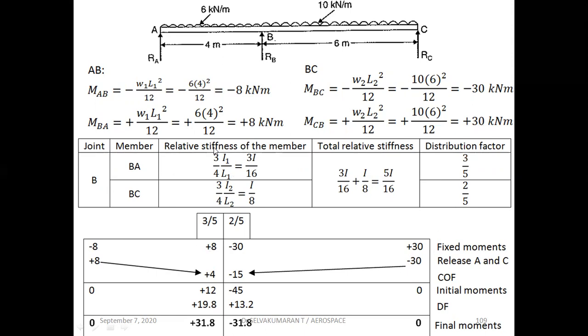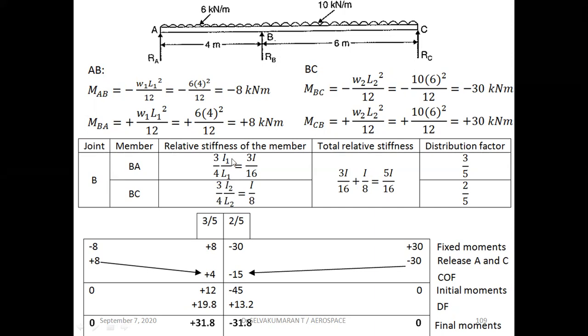Now we need to find the distribution factor in order to distribute the unbalanced moment in the moment table. B is the joint which is common to spans BA and BC, so BA and BC are the two members. For BA, A is a simple support, so you have to use the relative stiffness formula 3 by 4 I by L. For BC, C is a simple support, so again you have to use the formula 3 by 4 I by L.